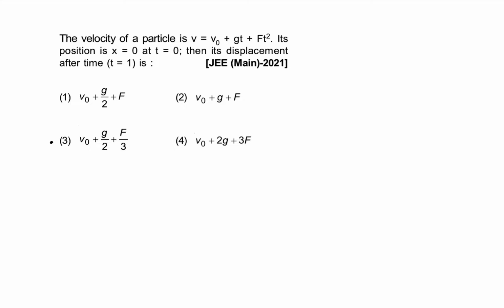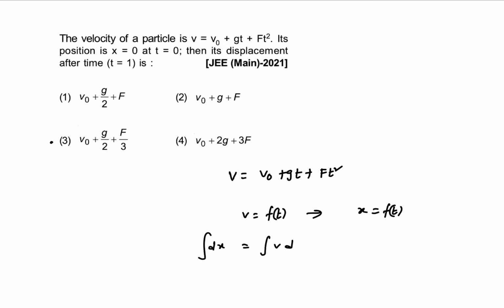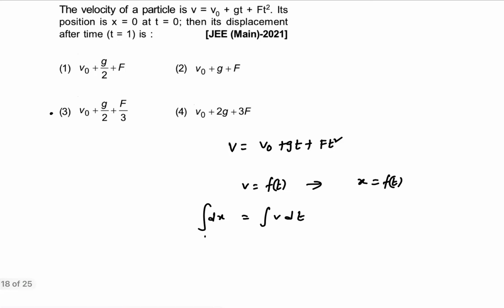Next one, the velocity of a particle is v is equal to v naught plus gt plus ft square. Its position is x is equal to 0 at t is equal to 0. Then displacement after time t is equal to how much, they are asking. Here v as a function of t is given. We need x as a function of t. We need to differentiate, I told, no, integrate. Integral dx is equal to integral v dt.